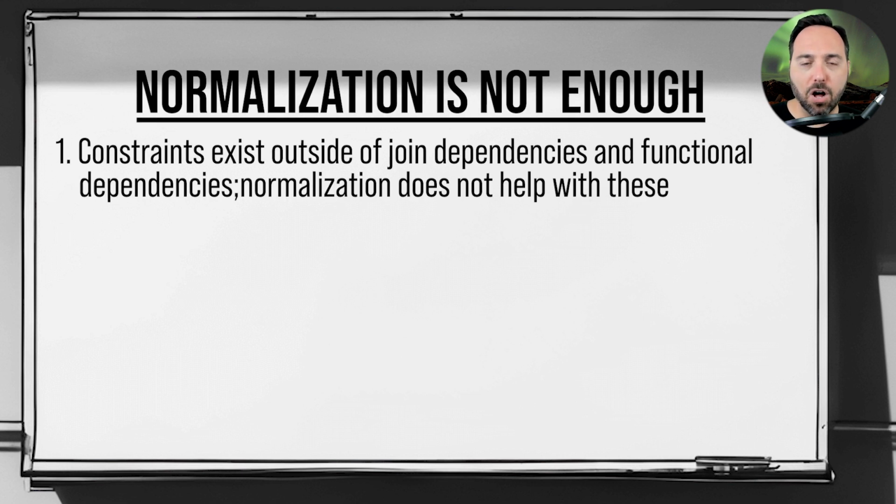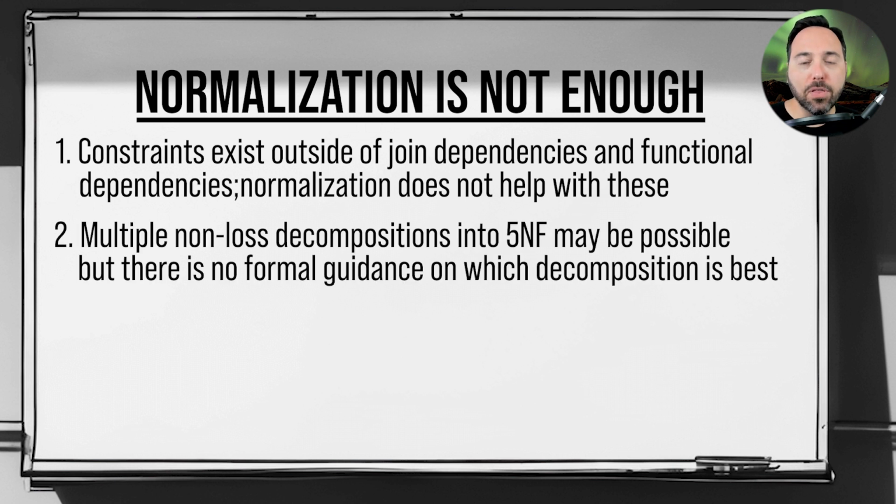Normalization is not the end-all be-all of relational design. Join dependencies and functional dependencies are not the only kinds of constraints, but they are the only kinds of constraints normalization helps us with. For any other kinds of constraints, think about things like default constraints or check constraints. Normalization provides zero guidance for these. Another thing to keep in mind is that there can be multiple non-loss decompositions into fifth normal form for a given relvar, but there is no solid guidance on which to choose. All of them can be valid for 5NF, but some might make more business sense than others.